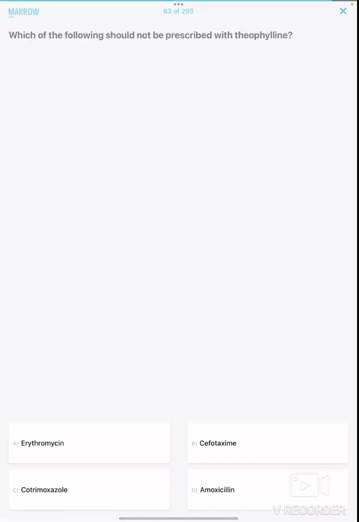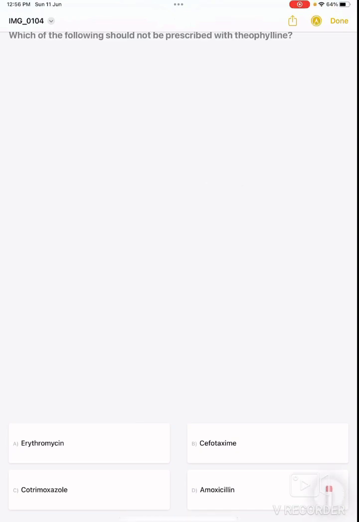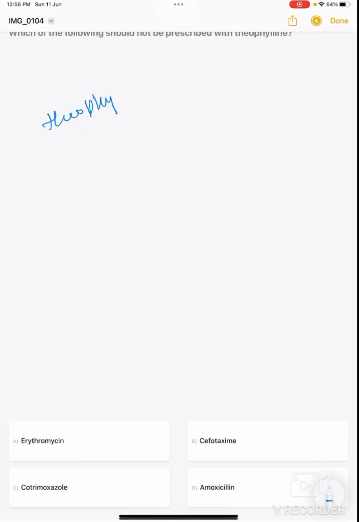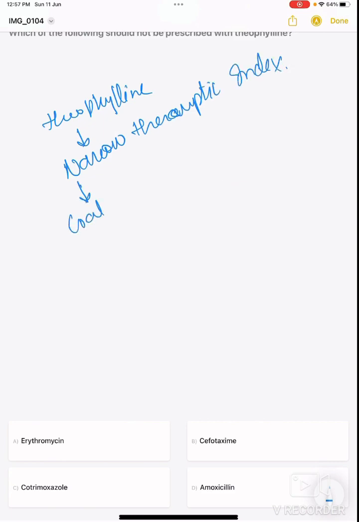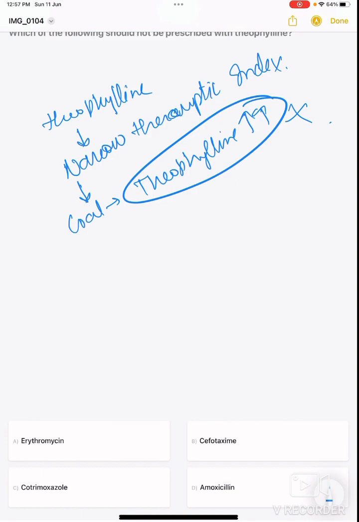See the first question. Which of the following should not be prescribed with theophylline? So let's see how to solve this. We all know that theophylline is a drug which can be used in asthma. Now theophylline has a narrow therapeutic index. We all know that digoxin, theophylline and lithium, etc. have narrow therapeutic index. And since they have narrow therapeutic index, our main goal should be that theophylline in the serum should not be high.